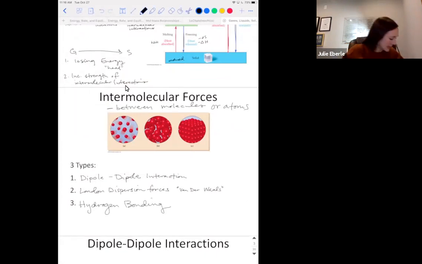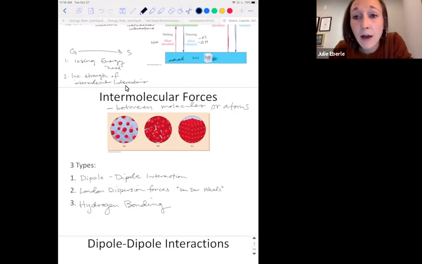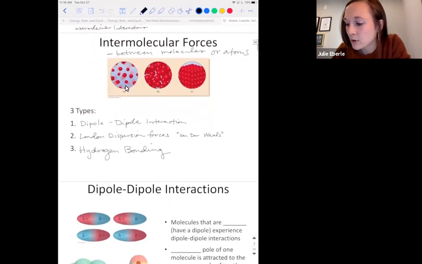So these are the three kinds of intermolecular forces that we're going to define, and we're going to see how they affect substances and what kind of substances have them. Okay, so the first one, let's talk about dipole interactions.